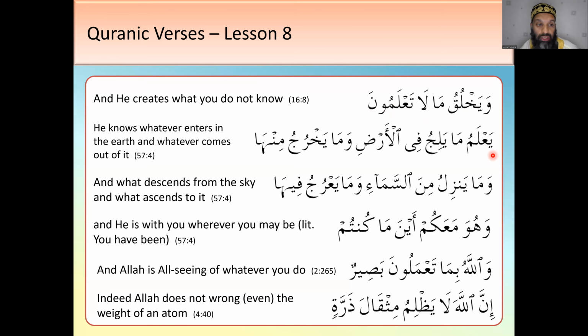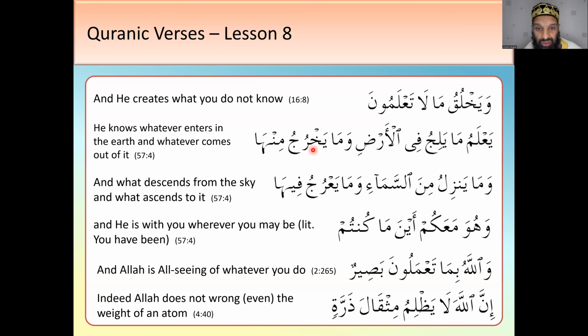All right, next one. Ya'lamu. So, alima, ilm, to know. So, what does ya'lamu mean? A'lamu is I know. Ta'lamu is you know. Ya'lamu is he knows. Ta, you. Ya, he. Na is all of us. So ya'lamu, he knows. Ma means what, whatever. Yaliju. You need to know the meaning of yaliju. Yaliju is enters. Fi, in. Al-ardi, the earth. Wama, and what.